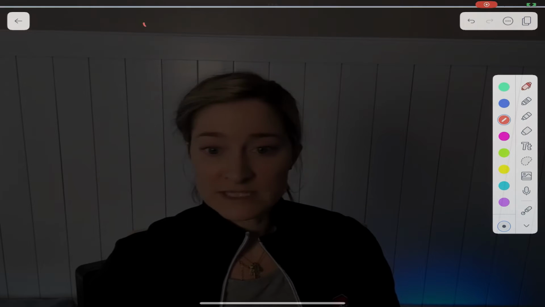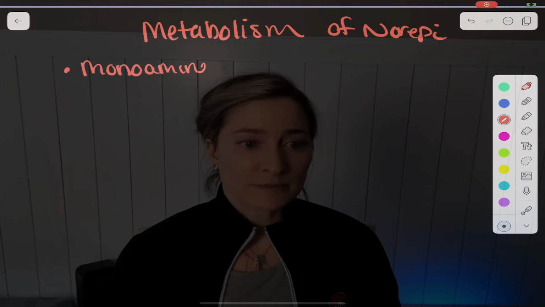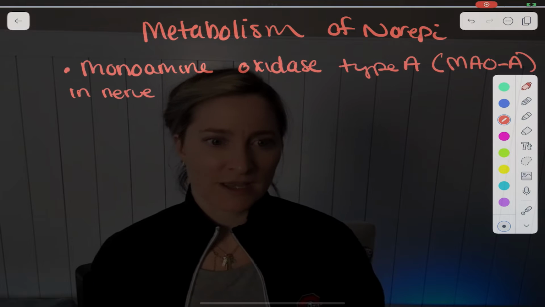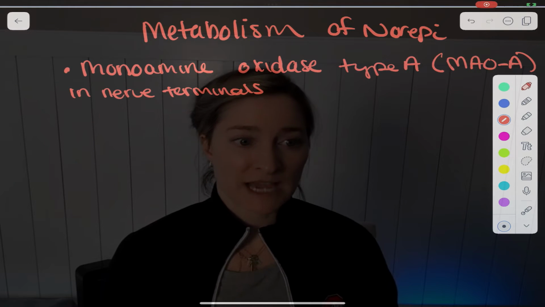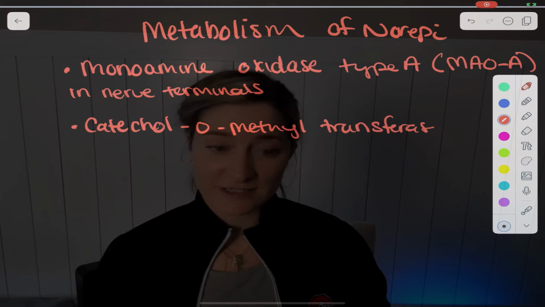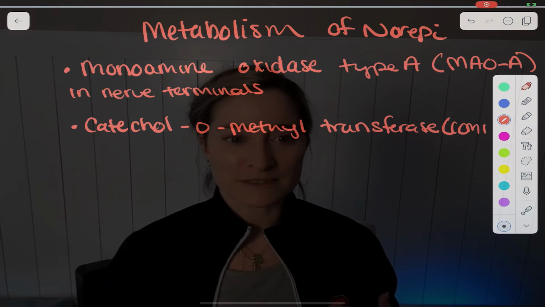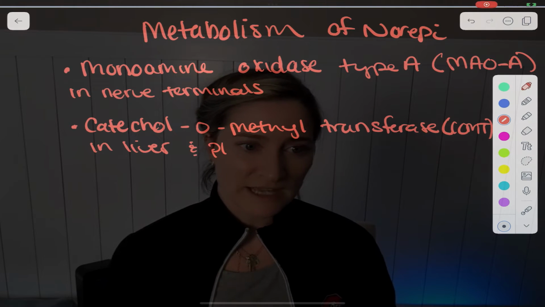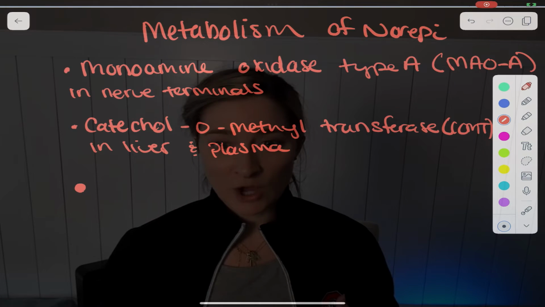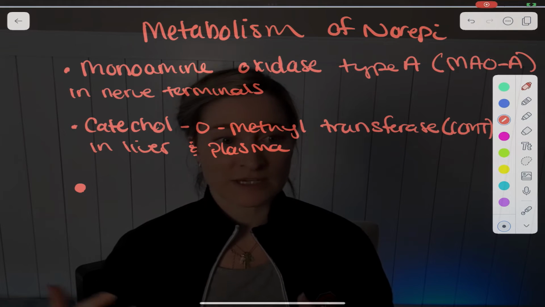Now let's get into the metabolism of norepinephrine. So there is an enzyme, MAO-A, which is monoamine oxidase type A, in the nerve terminals, again, that helps metabolize norepinephrine. You also have catechol-O-methyltransferase, and I'm probably butchering the names of these, so bear with me on there. The abbreviation is COMT, in the liver and in plasma. And again, these are primarily responsible for the metabolism of norepinephrine. So for short, it's MAO and COMT. These are the two different types of enzymes that break down norepinephrine.